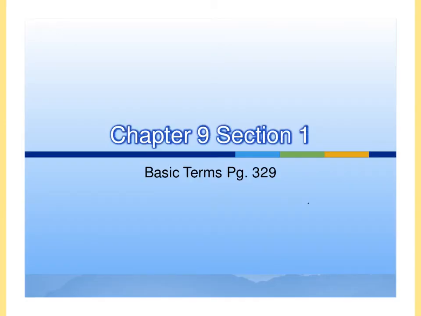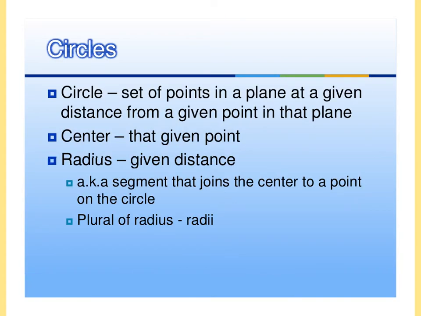So, chapter 9, section 1 is just the basic terms. Like I said, we're going to talk about just circles for chapter 9, and a lot of it's vocab. A lot of this is review. That's the good thing, terms that you should have seen as early as elementary school. So, hopefully, this is review, but then we get into some application on it.